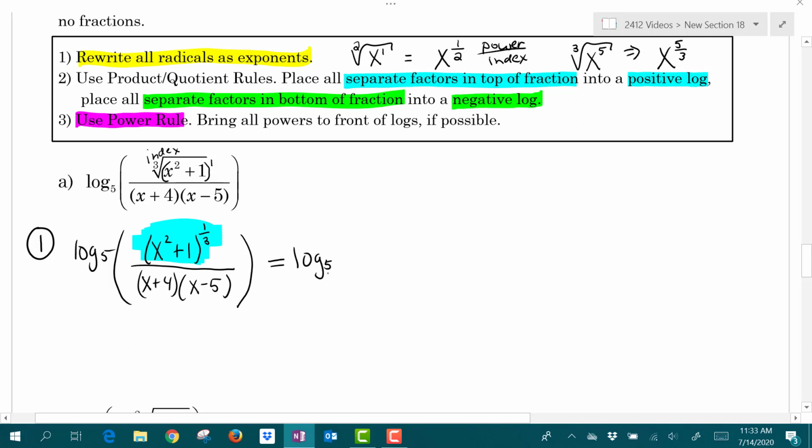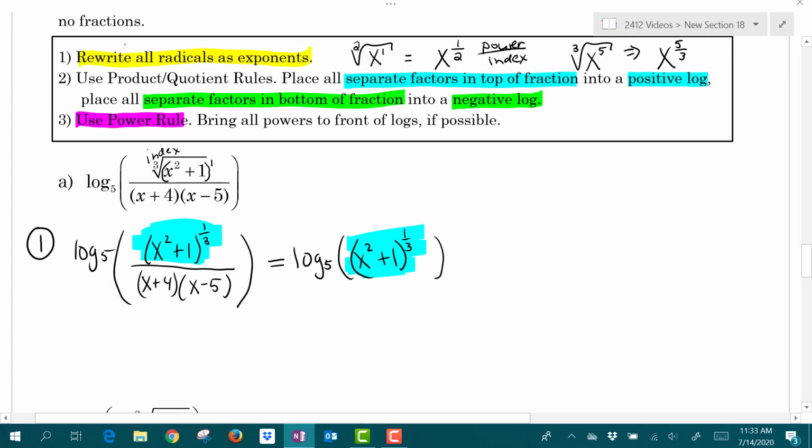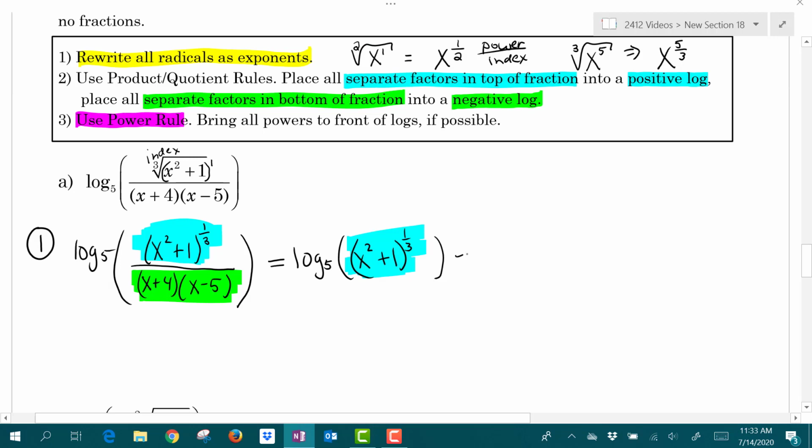I'm going to write log base 5, keep the same base. And I'm going to put that into a positive log, meaning that the sign in front of that log is going to be positive. Okay, so it's kind of like a quick product rule. Now the quotient rule says if you have things multiplied together in the bottom of that fraction, we're going to stretch those out also into logs of the same base, but in front of those logs I am going to put a minus sign.